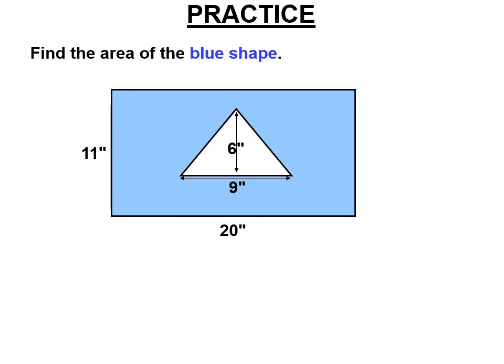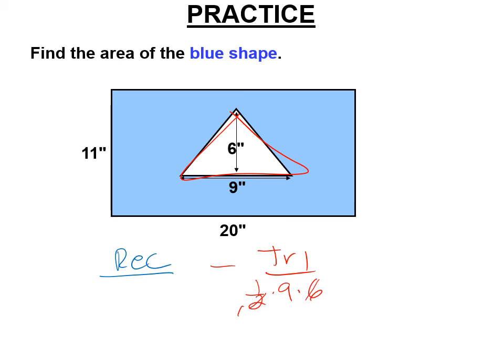So this is another subtraction problem. I see a rectangle with a triangle cutout. And so what you do is you find the area of the rectangle and you take the triangle cutout in the center away. The triangle is 1/2 times 9 times 6, those little marks are inches, and half of 6 is 3, so it's 27 square inches.